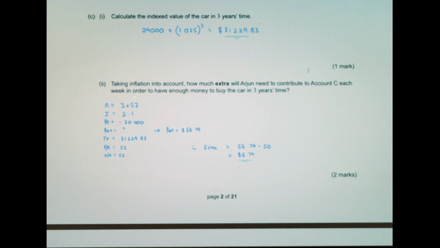We were using the FV value, the inflated value from C part I, and the original 20,000 to work out what the PMT value would need to be. Then it was just a simple calculation of the 5679 minus the original 50. So we were really looking for that 679, 680 approximately for that second mark. The first mark would have been allocated for the calculation of PMT and the second one for the 679.